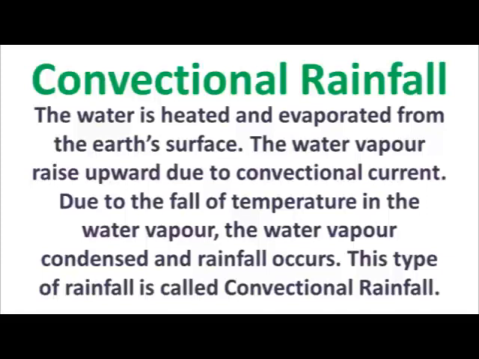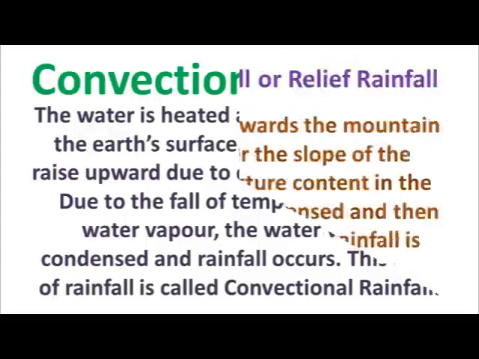Convectional rainfall. The water is heated and evaporated from the earth's surface. The water vapor rises upward due to convectional current. Due to the fall of temperature, the water vapor condenses and rainfall occurs. This type of rainfall is called convectional rainfall.